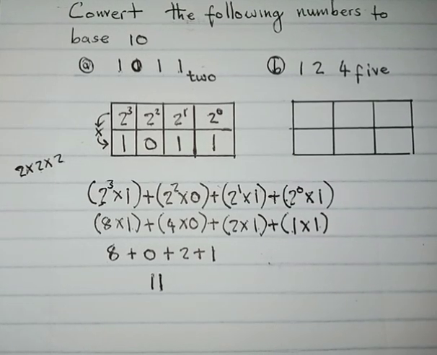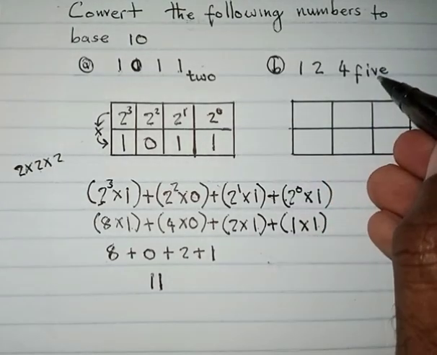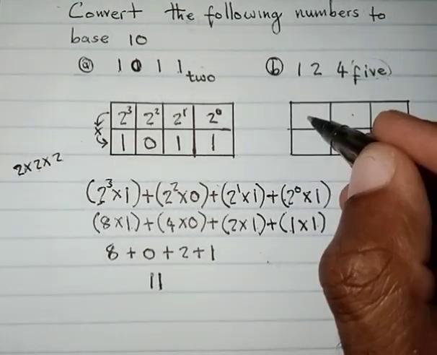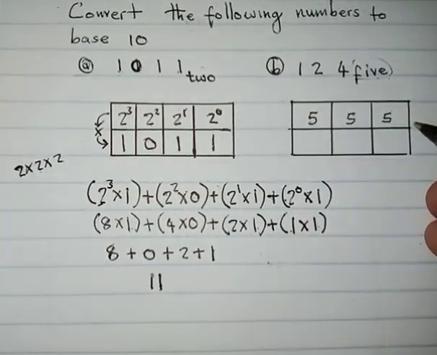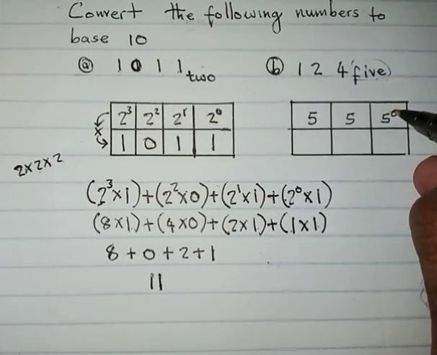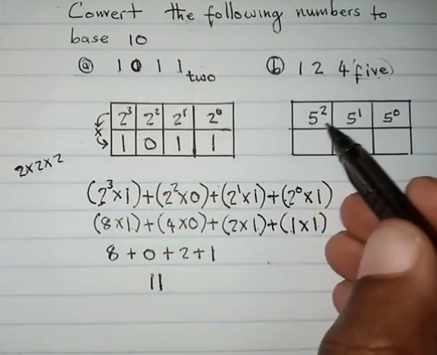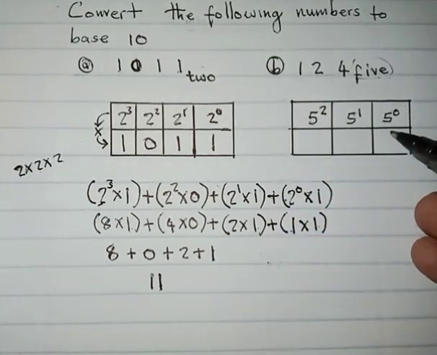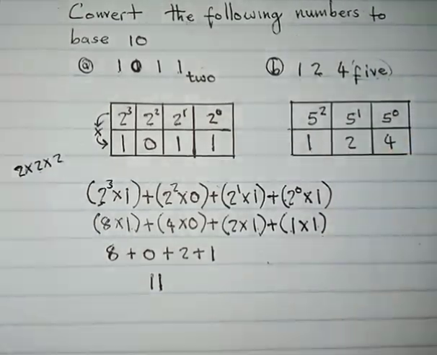Now let us look at the second example. We have 124, which is in base 5. So we are using base 5, meaning I'm going to use the number 5 and put it in each box. Following the exact rule as we applied here, we start from the smallest power, which is power 0, then power 1, and power 2. So the numbers are growing. Once we do this, we can now place the digits 1, 2, 4: 4, then 2, and 1.